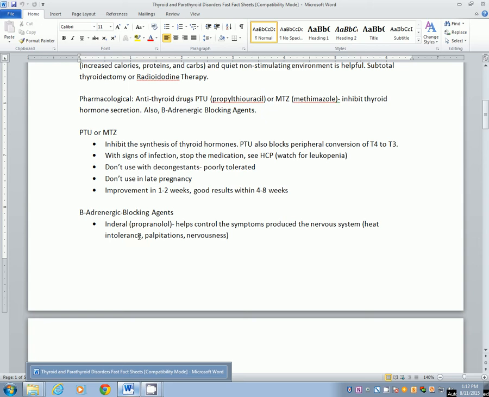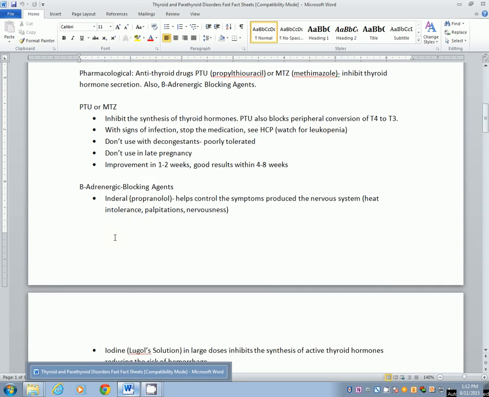They need to watch for leukopenia. That's rare, but it does occur. So they would need to watch for infection, fever, and signs of leukopenia occurring. Don't use with decongestants, poorly tolerated. Don't use in late pregnancy, can cause goiters in the infant. Improvement should occur in 1 to 2 weeks, with good results within 4 to 8 weeks.